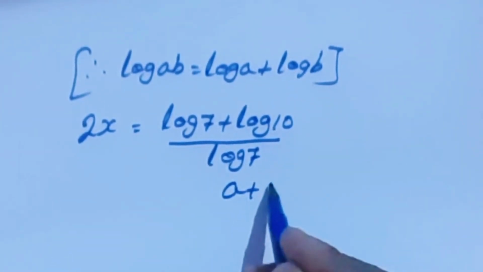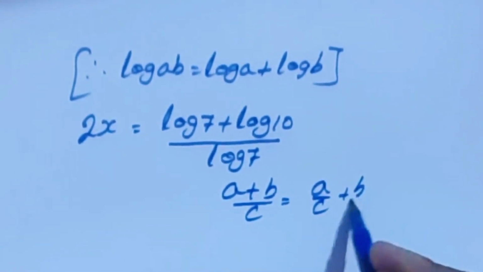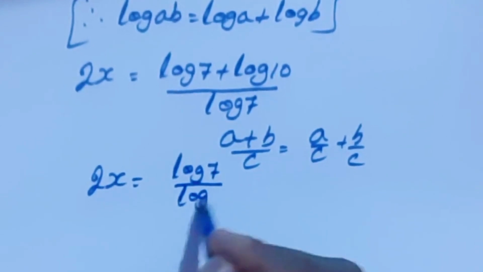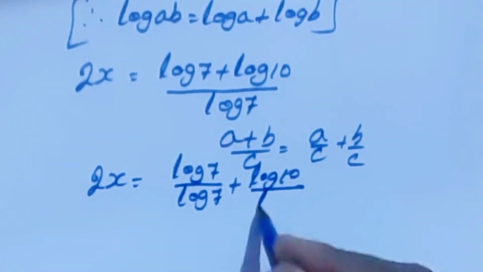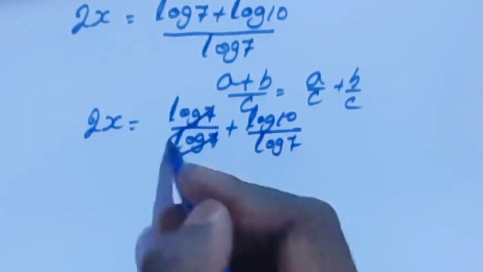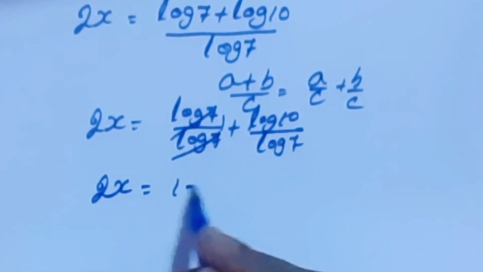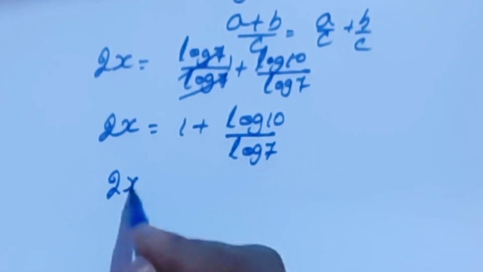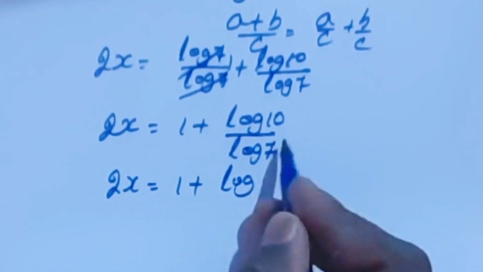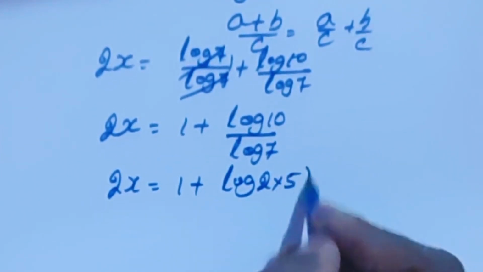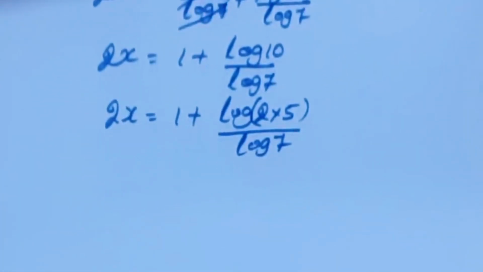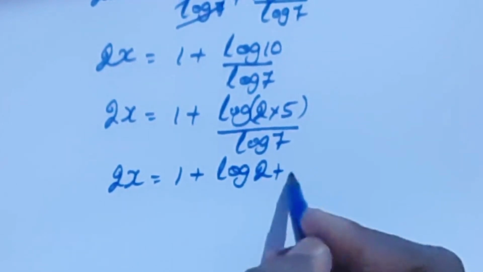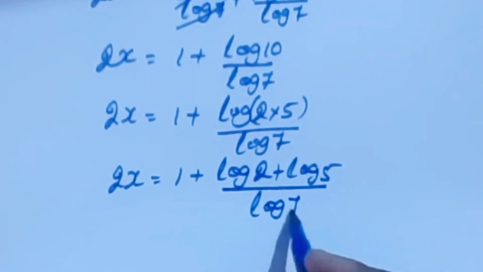Now this can be written as a plus b by c equal to a by c plus b by c. This we are going to apply here. So we'll get here 2x equal to log 7 by log 7 plus log 10 by log 7. Now this log 7 cancels here. Here we have 1. So 2x equal to 1 plus log 10 by log 7. Now 2x equal to 1 plus log 10 can be written as 2 times 5 by log 7. Again we are going to apply log product formula here. So 2x equal to 1 plus log 2 plus log 5 by log 7.